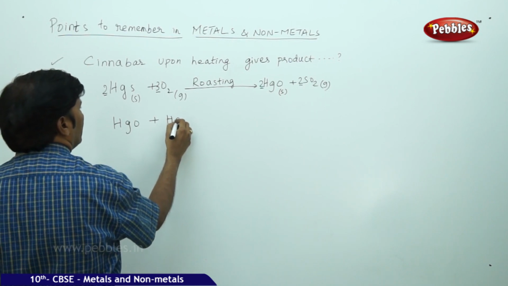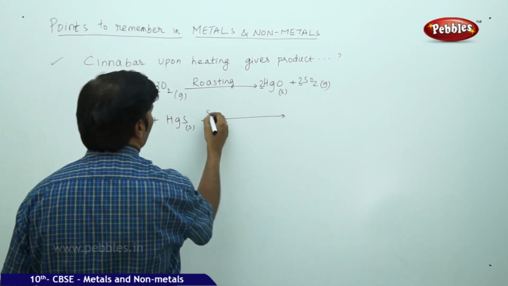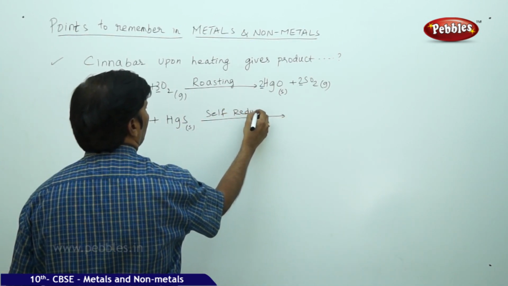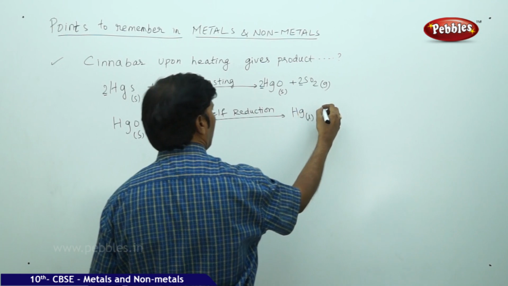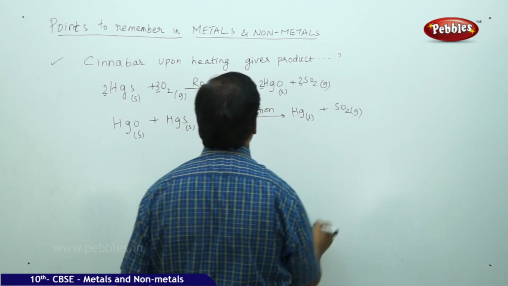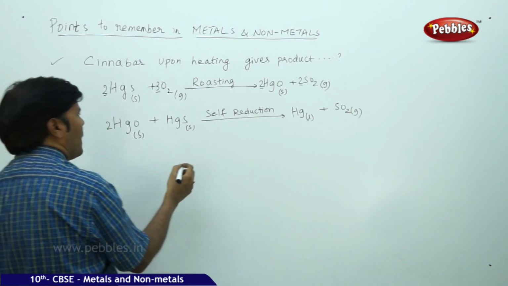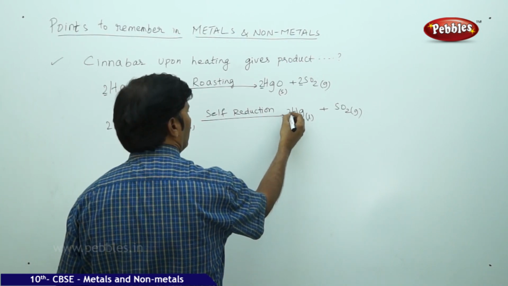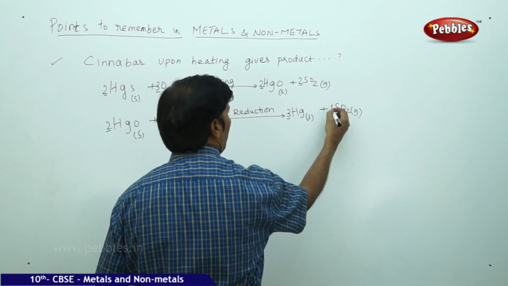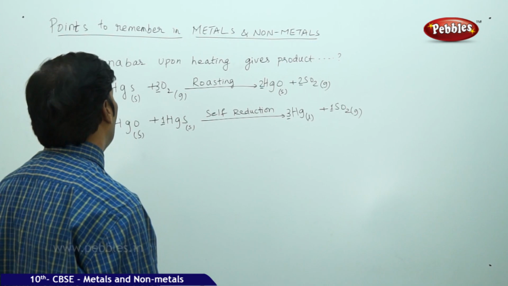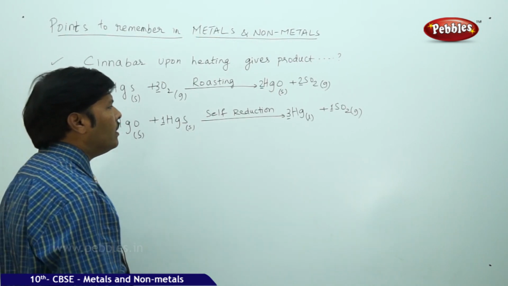Again in turn, it reacts with the mercuric sulfide, solid. This is also solid, and it undergoes self reduction and gives back mercury, which is liquid, plus sulfur dioxide gas. To balance the equation, take 2 over here and 3 over here, and the reaction is balanced. So this is called self reduction of the cinnabar. In the first stage it is undergoing roasting, and in the second stage it is undergoing reduction.